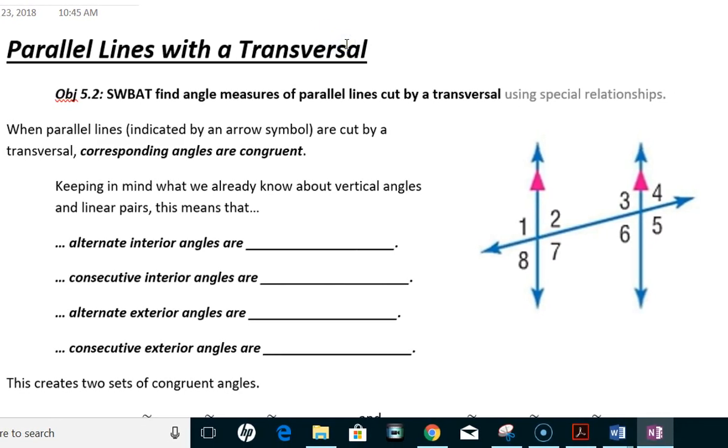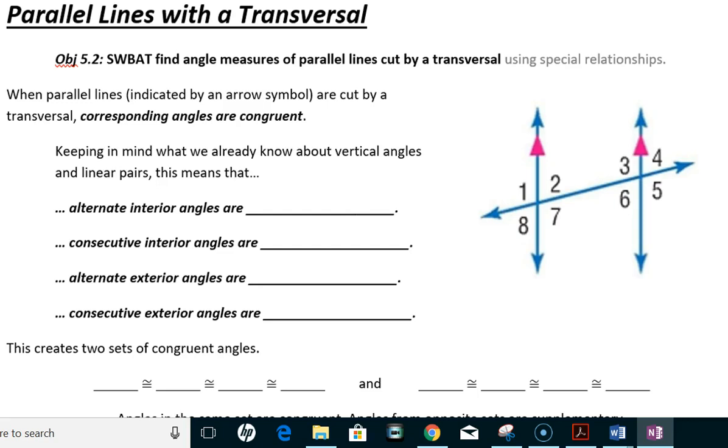Okay, so let's look at this. We have a drawing here where we have two lines cut by a transversal. The lines are parallel. Let's take a look. Angle 1 and angle 3 are corresponding angles. 2 and 4 are corresponding. 7 and 5, 8 and 6.